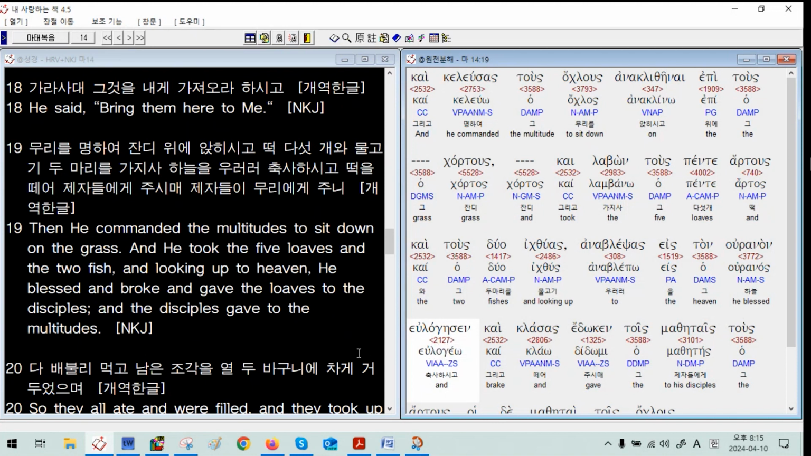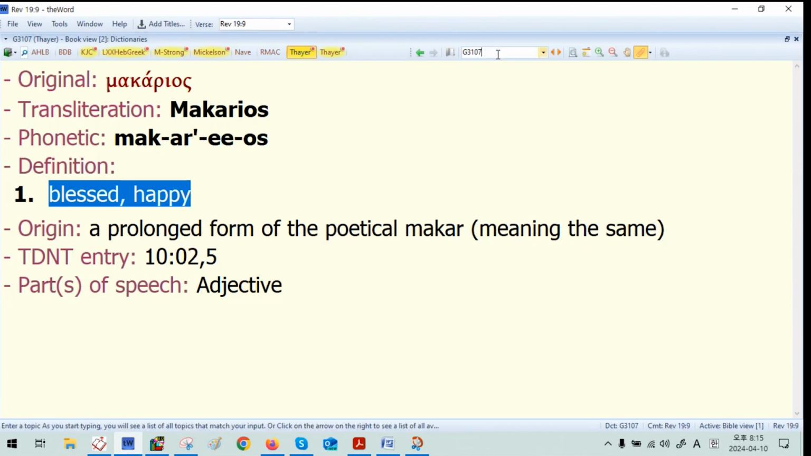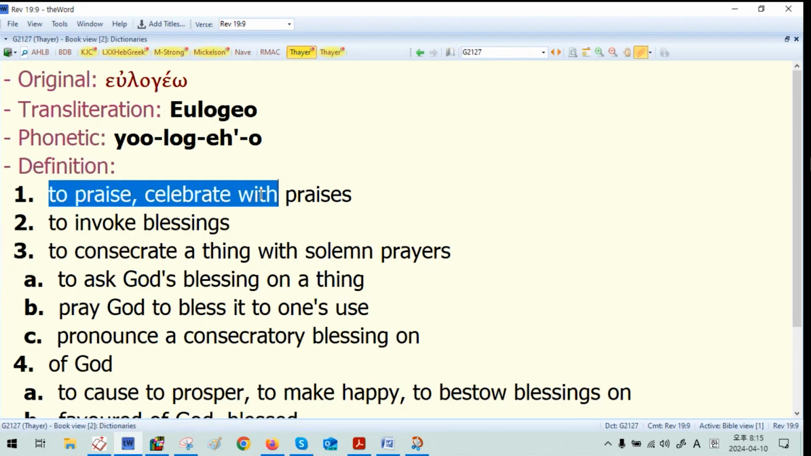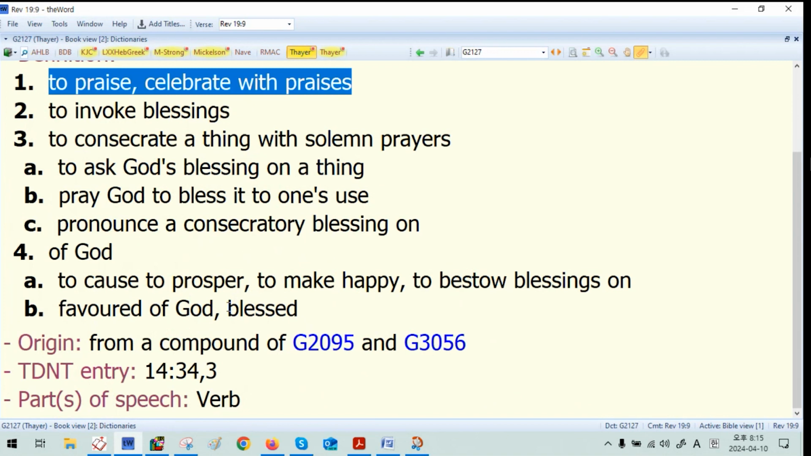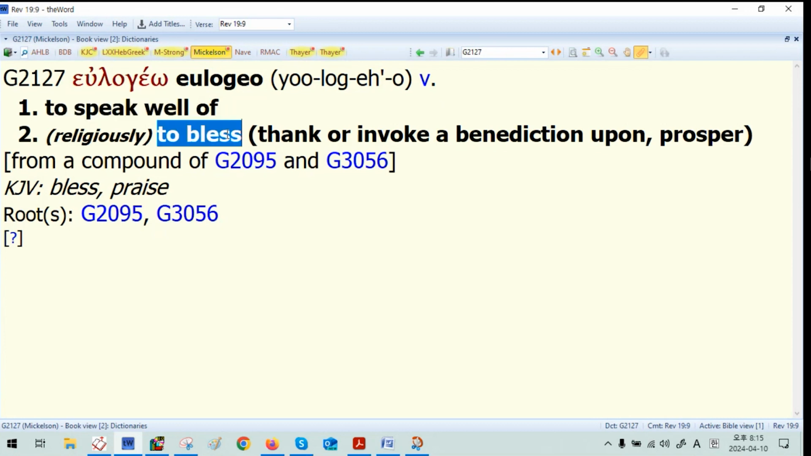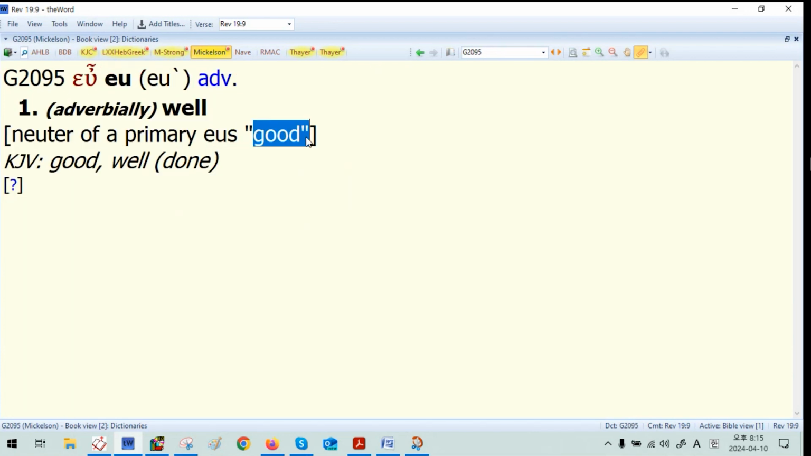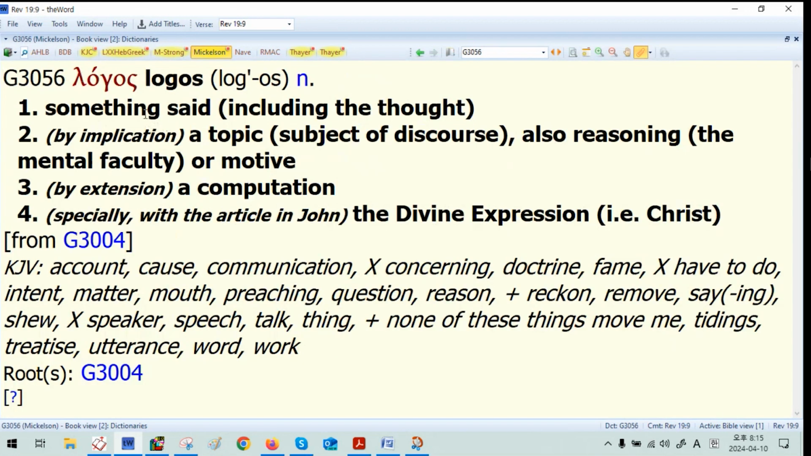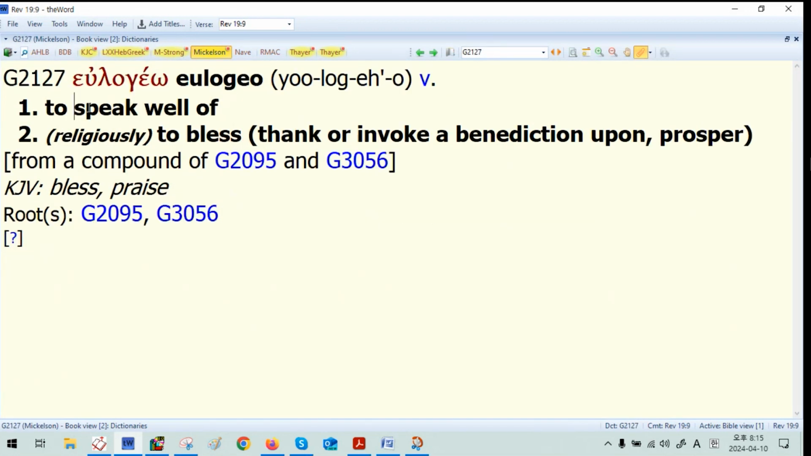Let's go to the dictionary, 2127. You see here, praise, celebrate with praise, right? And then they put "bless" right here. And then Michelson Dictionary, speak well of, to bless. Eulogeo is translated bless, which means eu is well, good, 2095, well and good. Logeo is to speak, and logos is the noun. So good speak, and speak well. That is the blessing in the English Bible.